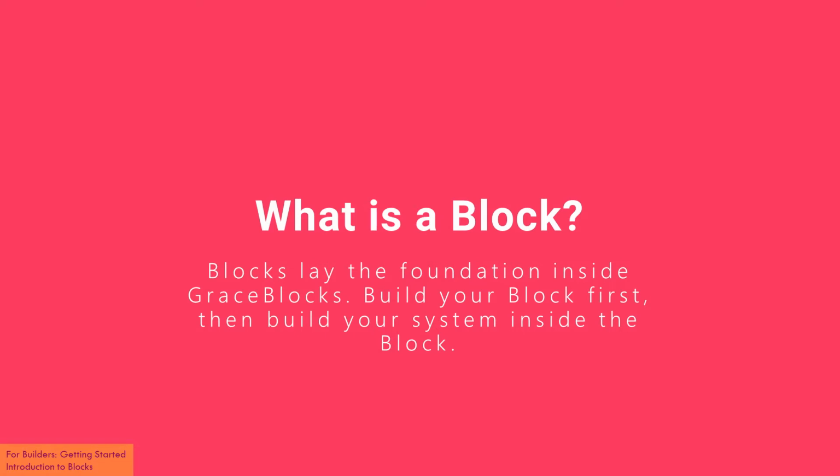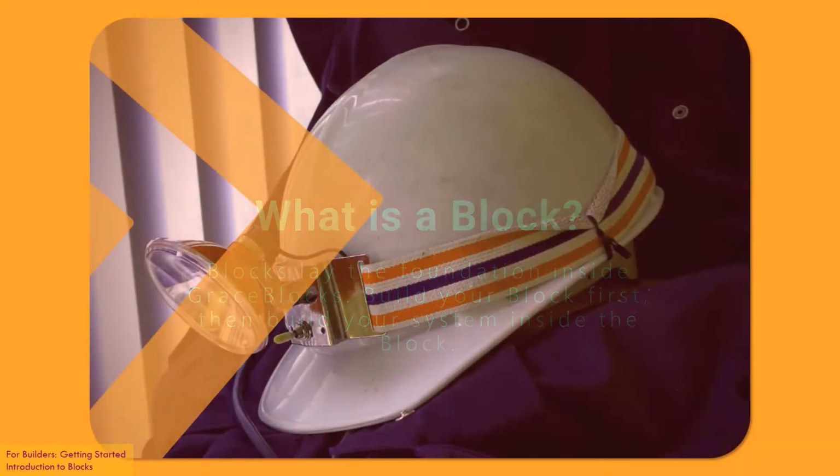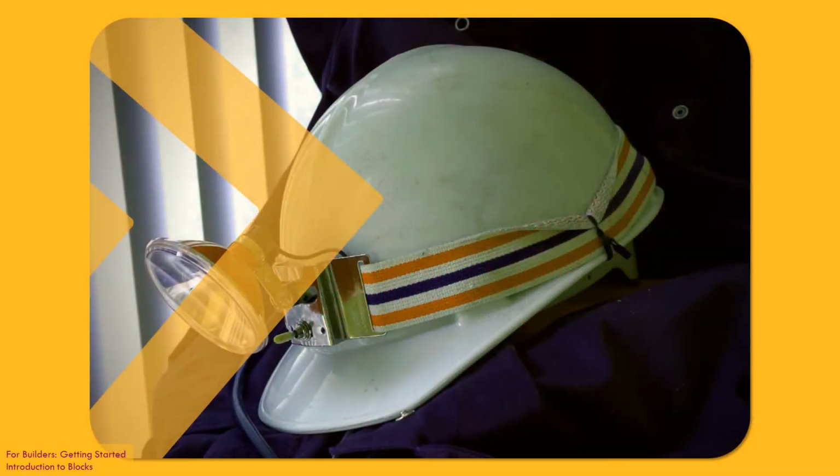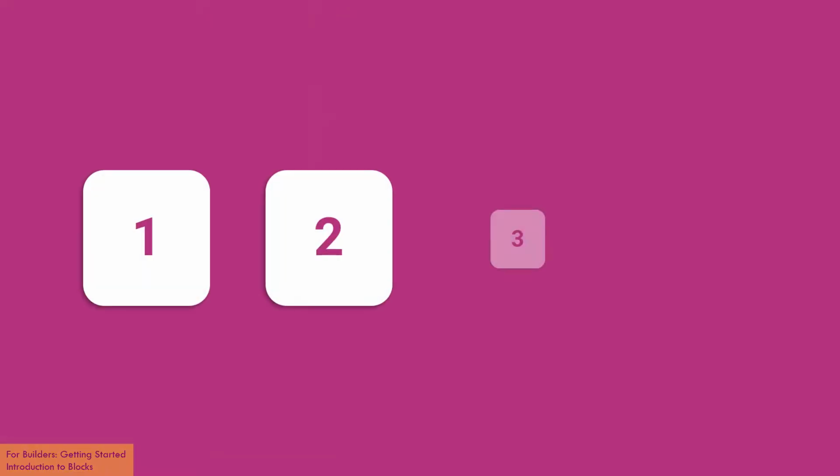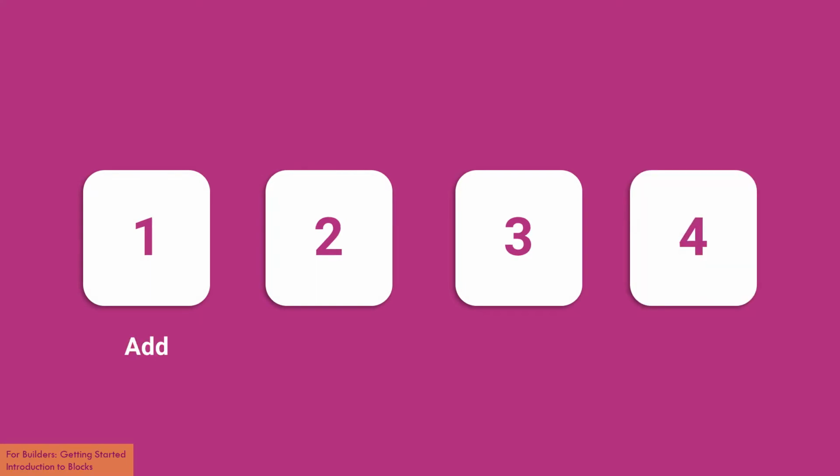Build your block first and then put your system inside the block. What you put inside your blocks is up to you as a builder. For now, we'll start with how to add a new block, how to style a block by giving it a name, icon, and color, and how to provide information that will help your end users adopt what you put in your block. Finally, we'll review block modification options.